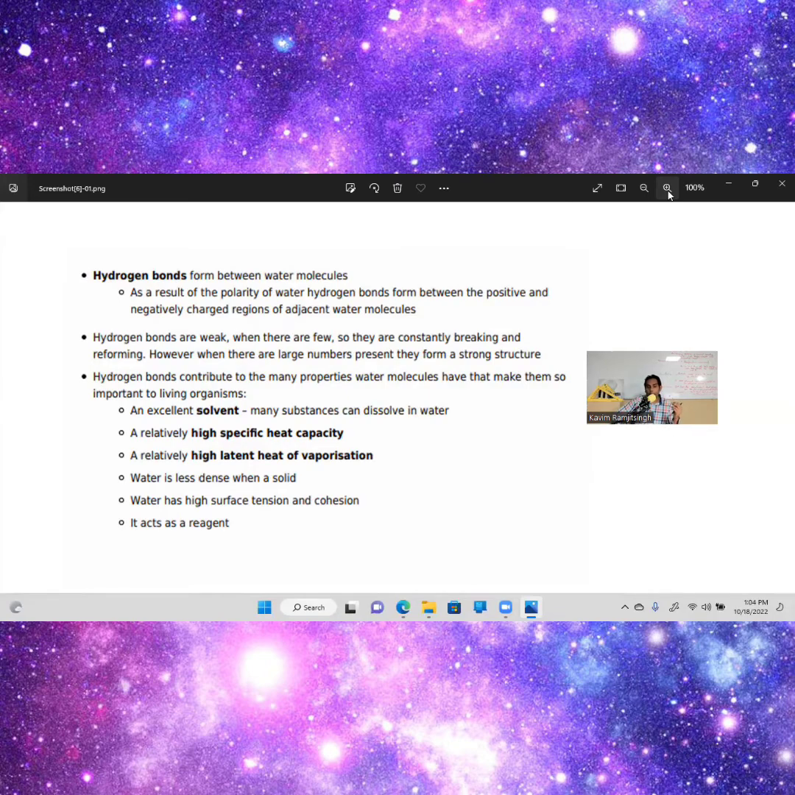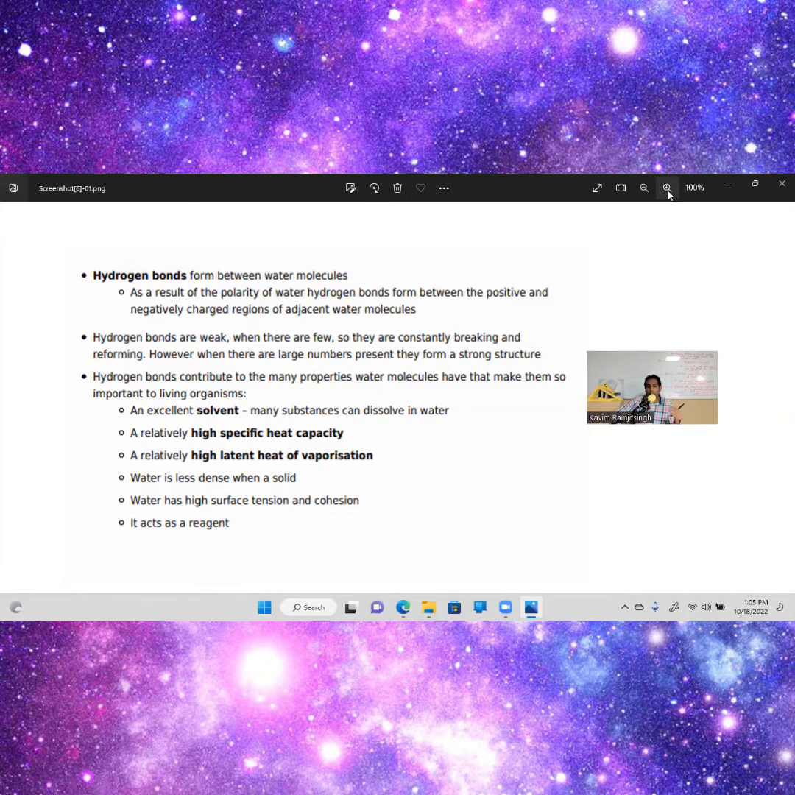So if you look at the third point there, hydrogen bonds contribute to the many properties water molecules have that make them so important. Example, solvent, right? Because of its polar nature, it could dissolve most substances in the world, most solutes, right? High specific heat capacity, and we already know that it could take in a great amount of heat before it changes state. High latent heat of vaporization, we also know that too. So those two terms there are from CSEC physics, right?